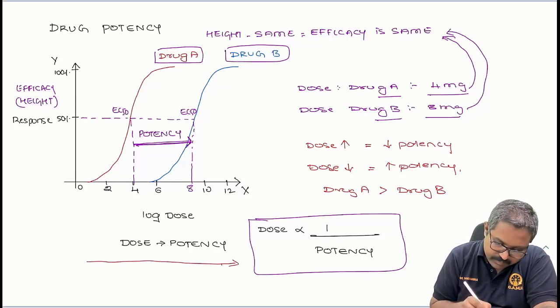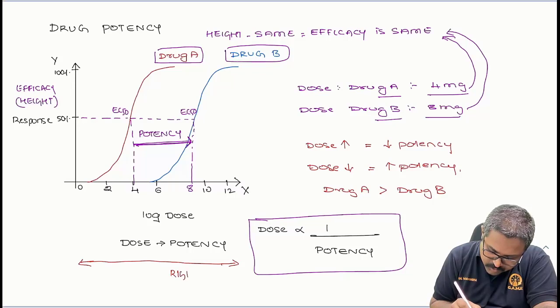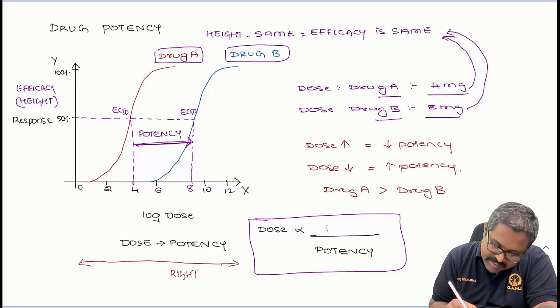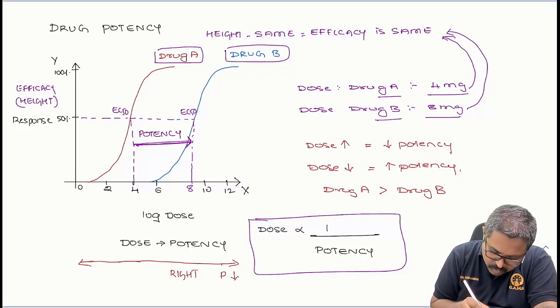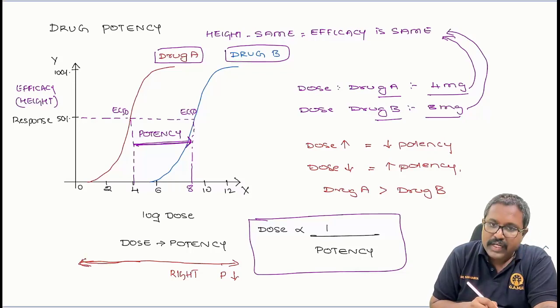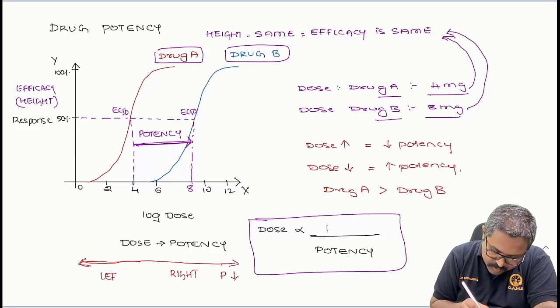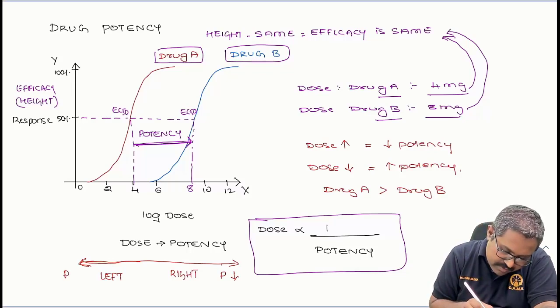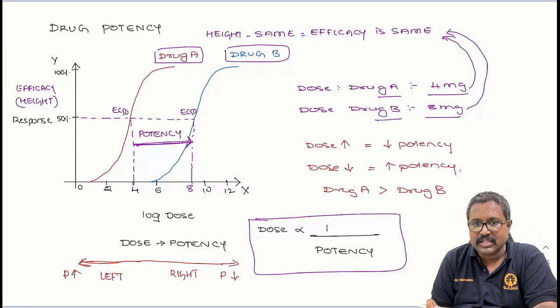So please remember, this is your x-axis. If the drug concentration moves towards the right hand side, what happens to the potency? The potency will decrease. If the dose moves towards the left hand side, what happens to the potency? The dose required is less, so thereby potency will increase. So these are the things you should remember with respect to drug potency.